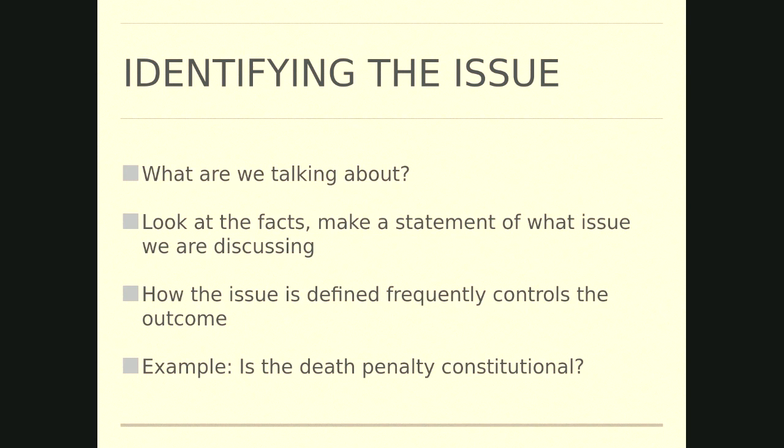So when you identify the issue, basically what you're doing is looking at the fact pattern, finding out what they're really talking about. But how we define it is frequently going to control the outcome. Now let's look at the example I'm using for this lecture, which is, is the death penalty constitutional? So that's a very straightforward issue. Is the death penalty constitutional?